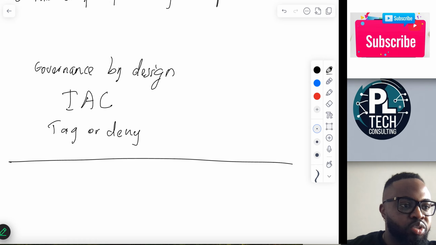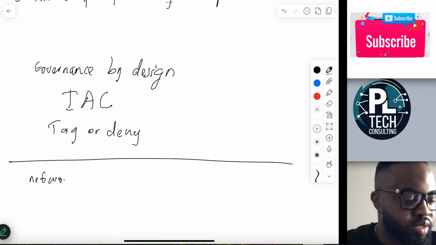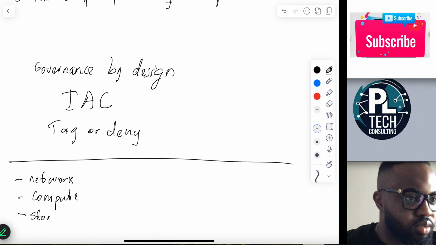Now, in this strategy, you would probably need to break it up into different layers, like the networking layer, the network, compute, storage, and safety. Okay.